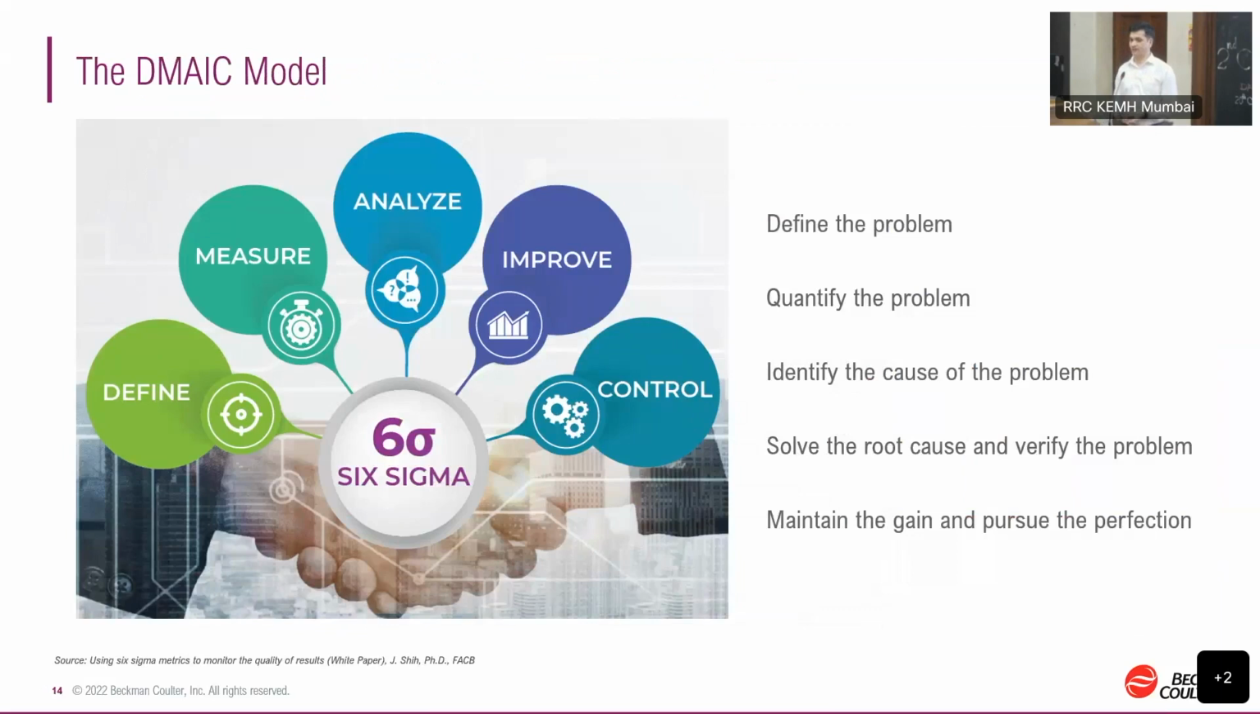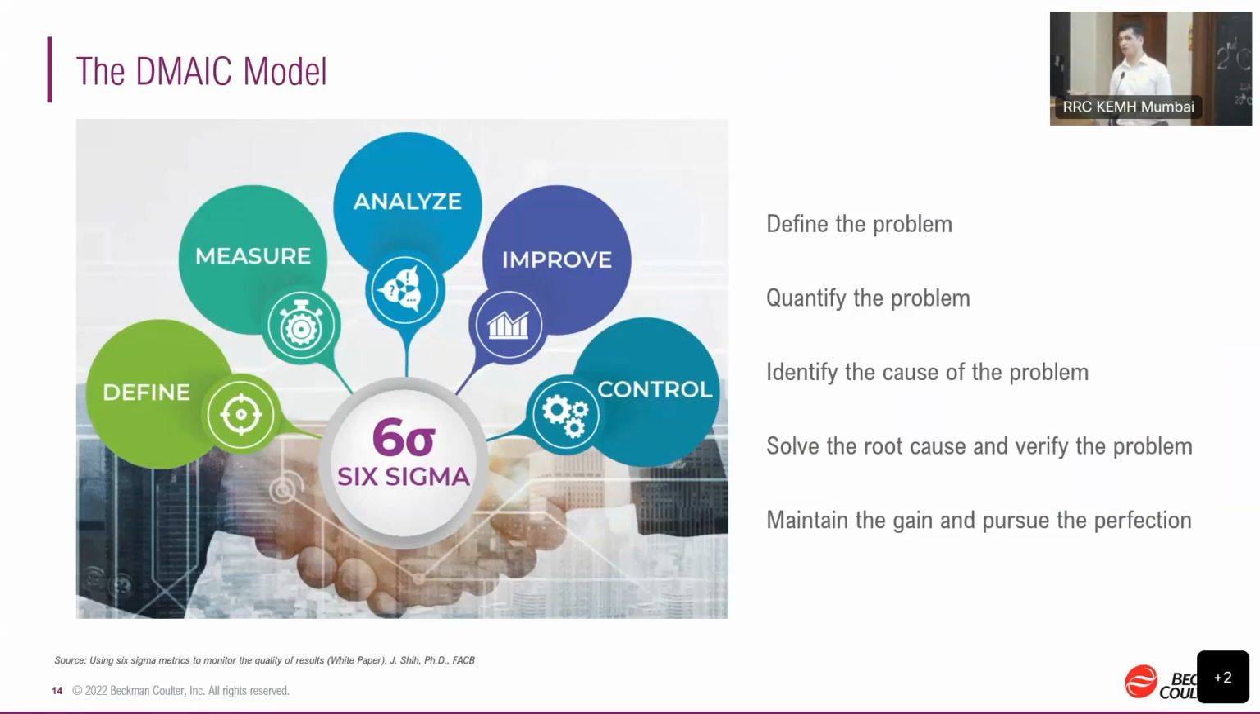So there is one DMAIC model for implementing Lean Six Sigma. The first stage is called define. So you have to define the problem first, what area you are going to improve on, and then quantify it. You have to measure and quantify at what stage it is. Then analyze the root cause of the problem, and then try to solve the root cause and sustain it. So that's the process that goes for the Six Sigma.